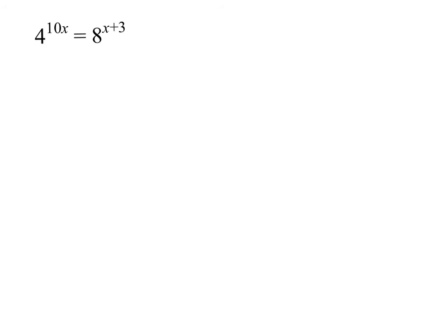So let's look at this one. So we have 4 to the 10x, and we have 8 to the x plus 3. Those are not the same. So I can try to figure out if I can write these as a different base. So I'll try to take them down to prime numbers again. So if I take 4, I know 4 is 2 times 2. So 4 is 2 to the second. So I have a base of 2.